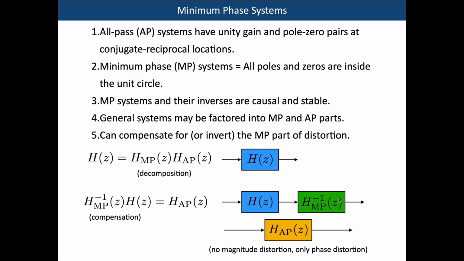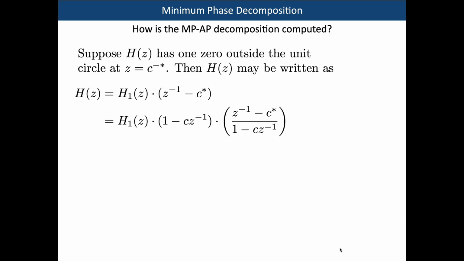It's the inverse of the minimum phase part. The cascade of these two together is an all-pass system. So again, this does no magnitude distortion. It leaves behind only phase distortion, which again could be okay or maybe not. The question is, how do we perform this decomposition into a minimum phase and an all-pass part?